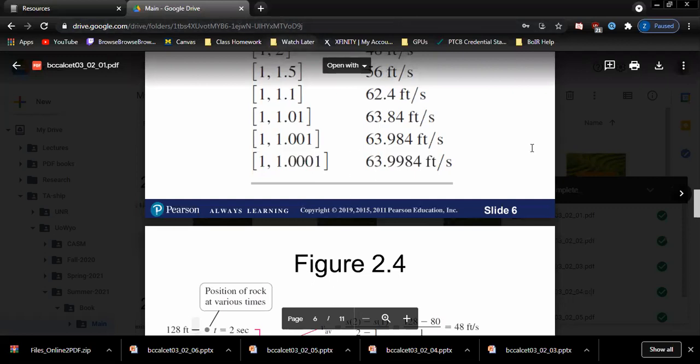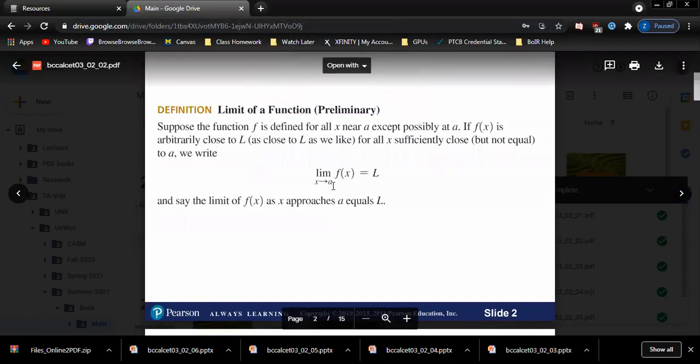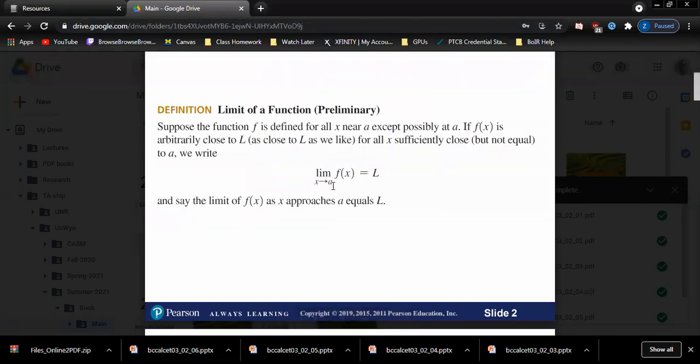Okay, so let's go back to the definition again. Any question from the definition?